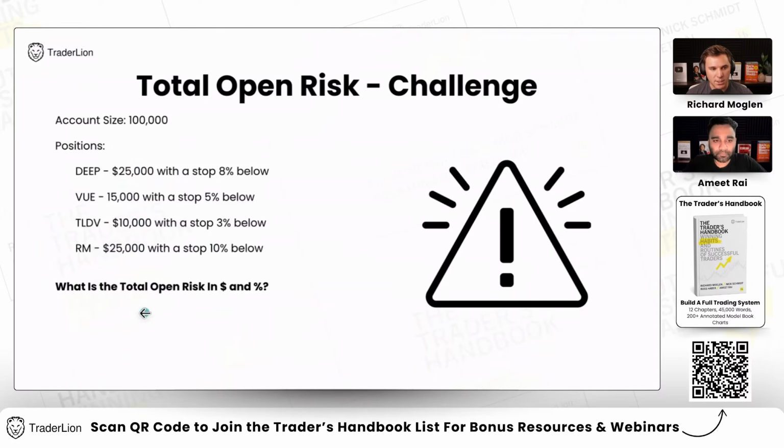I want you guys in the chat right now to do a little bit of math and calculate what the total open risk is, both in dollar amounts and percentage. And we'll see who gets it correctly. I'll show the answer and walk through this example in just a minute. And Ryan, while we're doing this, is there anything you want to add about risk management, why it's important, while they're doing some math over here?